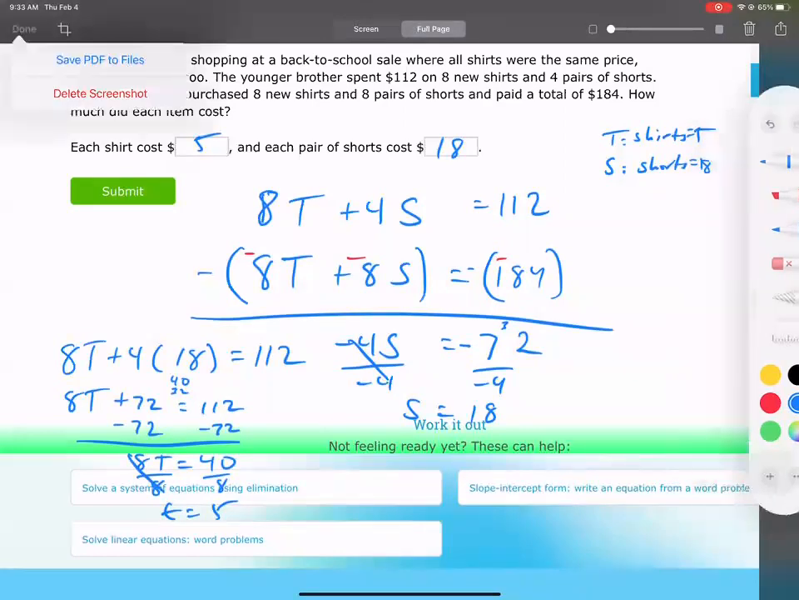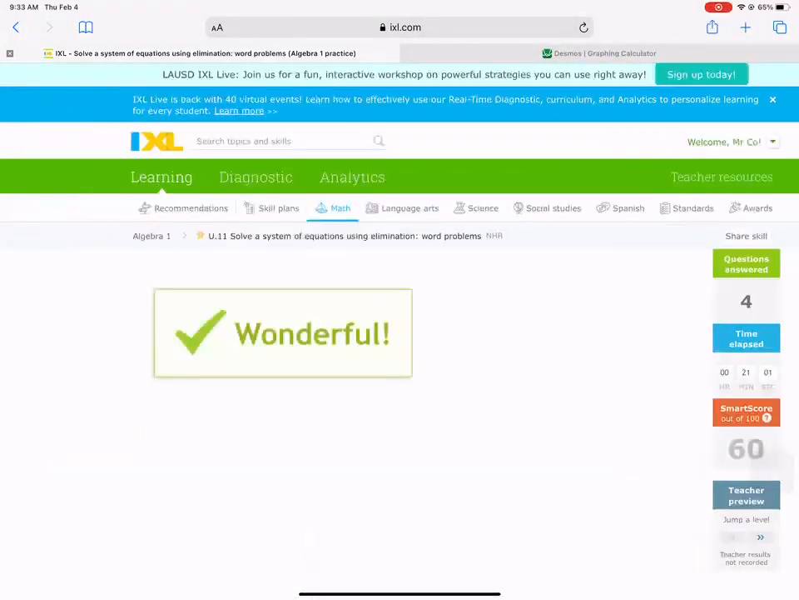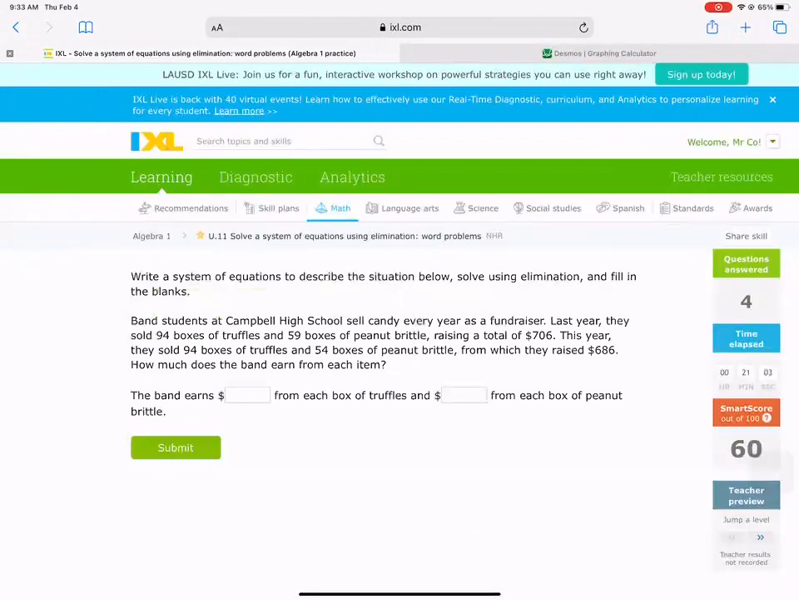Okay. All right. So $5 and $18. Let's confirm that answer. 5 and 18. All right. Let's submit. And that's it. Okay, we're at 60 already. All right, so the last 4 problems are pretty much the same as this. So please go ahead and spend the rest of the time working on your IXL. Thank you very much.